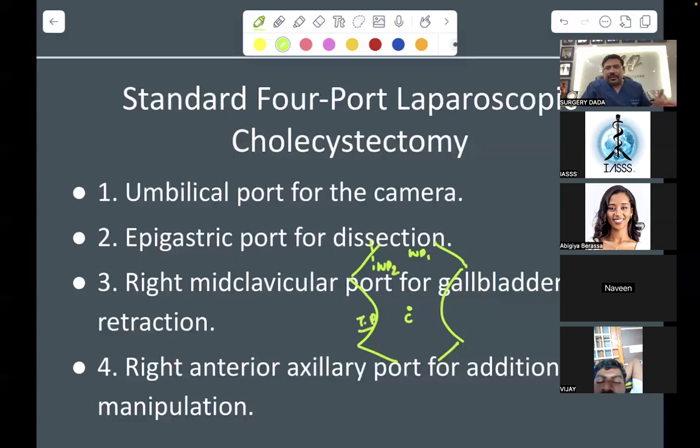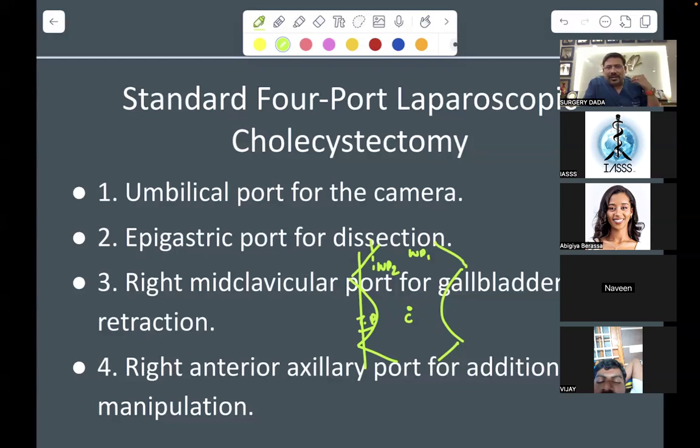Why traction port? This is around the right anterior axillary line. Why is this there? This is to give traction to the gallbladder. I'll be showing you videos where these are the standard 4 ports. There are people who are doing it with 3 ports also. This is not something to be proud of. If you're comfortable, do the surgery in a comfortable way. Hardly 1 port is going to matter, but yes, it reduces the operative time and clutter also.